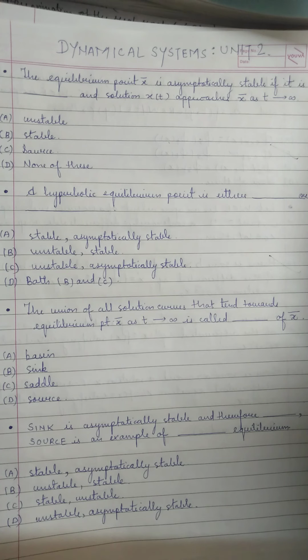The equilibrium point x bar is asymptotically stable if it is dash and solution x of t approaches x bar as t tends to infinity. So the correct answer for this is stable, since asymptotically stable implies stable.